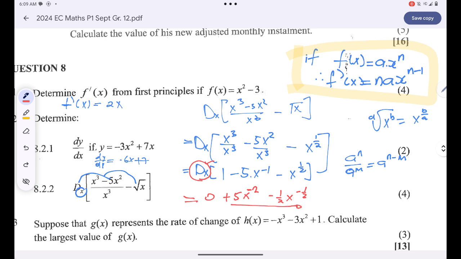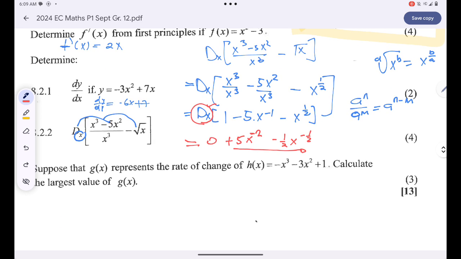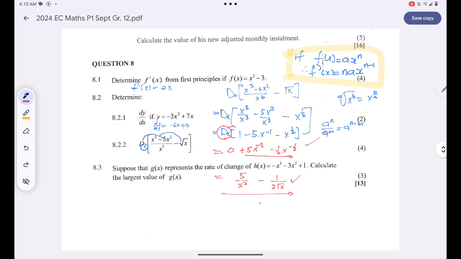But if I want to leave my answer with positive exponents, which is not necessarily required here, you can do so. So your final answer will simply be 5 over x squared minus 1 over 2 x to the power half, or the square root of x. It's just up to you, guys. So even if you left your answer here, you would have gotten the full marks, and even if you left your answer there, you would have gotten your full marks. So it didn't matter, guys, whether your exponents are positive or not.